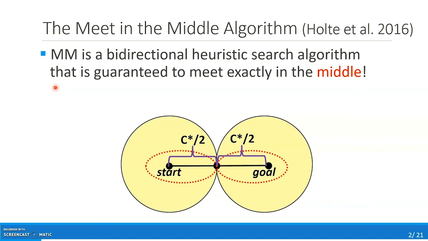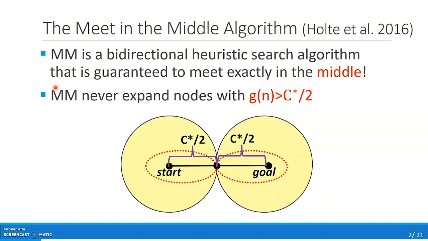Before talking about differences and similarities, we first need to introduce our two main players, FMM and GBFHS. We'll begin by talking about the meet-in-the-middle algorithm by Holte et al., which is also known as MM. MM is a bidirectional heuristic search algorithm that is guaranteed to meet exactly in the middle. That means that MM never expands nodes whose g value exceeds C star divided by 2, where C star is the cost of the optimal solution.